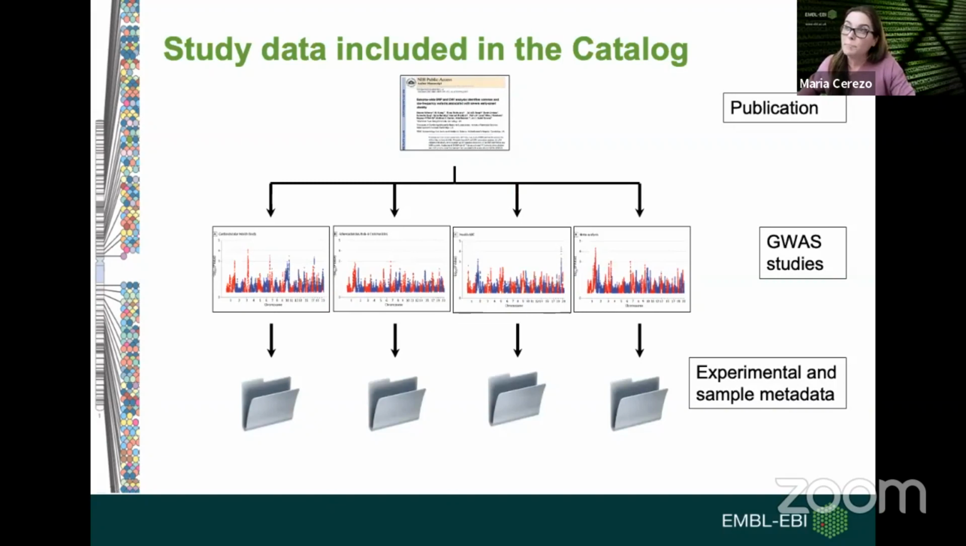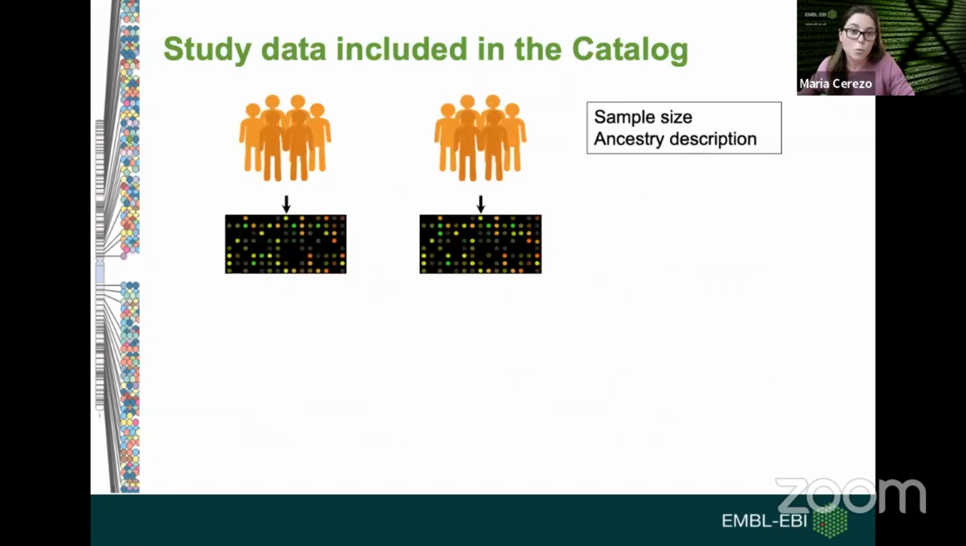So the data that we include in the catalog, for each one of the publications, we can have one or multiple GWAS because the publication may analyze different traits. And for each one of the GWASs, we have the experimental and sample metadata. So what do we mean by experimental and sample metadata? Each study in the catalog contains study design information like the sample size and the ancestral description.